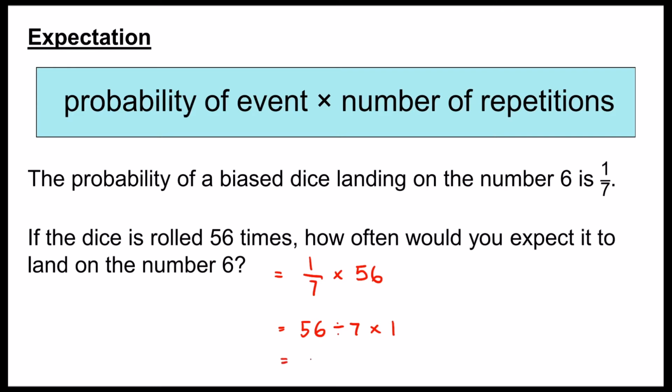I know that 56 divided by 7 is 8, and I need to multiply that by 1, which means my answer is 8. I therefore expect my dice to land on the number 6 8 times if I rolled it 56 times in total.